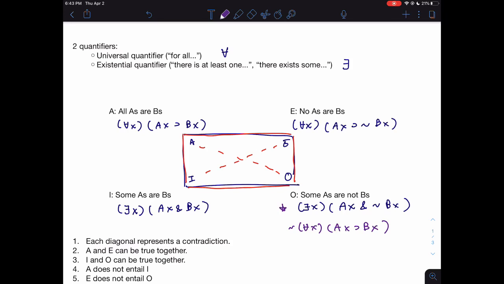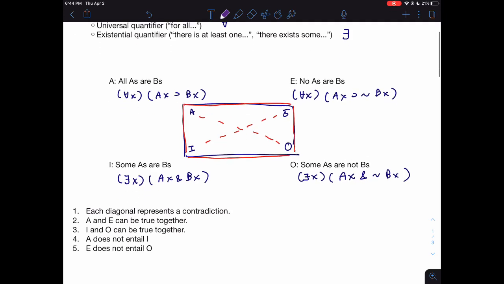Okay, so that's very interesting, right? The sentence "some A's are not B's" is the opposite of "all A's are B's." Similarly, E is the opposite of I. So the opposite of "no A's are B's" is "some A's are B's," right? And when you think about it a bit, that makes sense. The opposite of the claim "no apples are purple" is the claim there is at least one purple apple. Okay, so that's sort of what Aristotle was getting at.